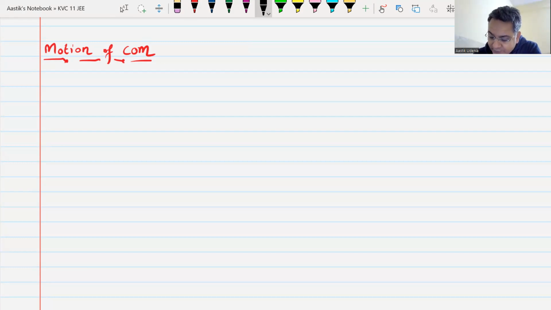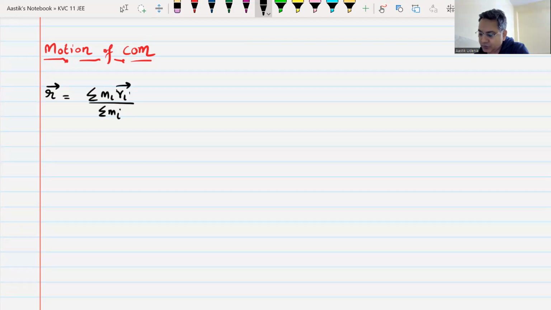We had seen that we can find the position of the center of mass by this formula: R vector is equal to summation of m_i r_i vector divided by summation of m_i. Do we remember this? Yes or no?